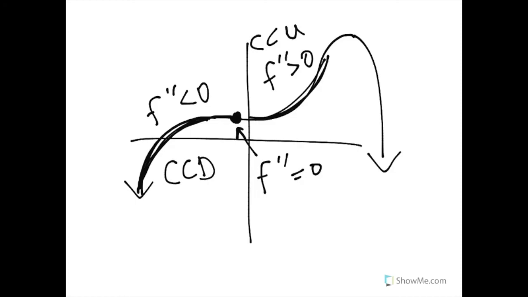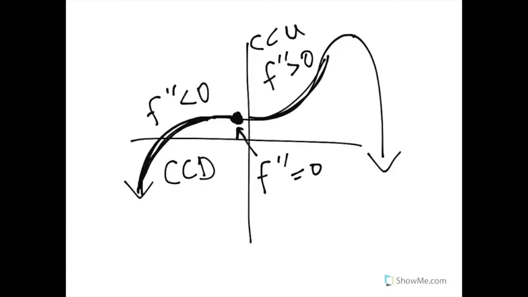By the way, concave down and concave up are kind of like increasing and decreasing. We really only talk about concave down and concave up on an open interval. Not really even a closed interval, because technically at this point right here, where f double prime is equal to 0, it is not concave up or concave down at that point.